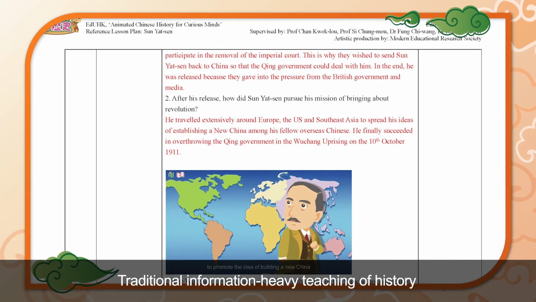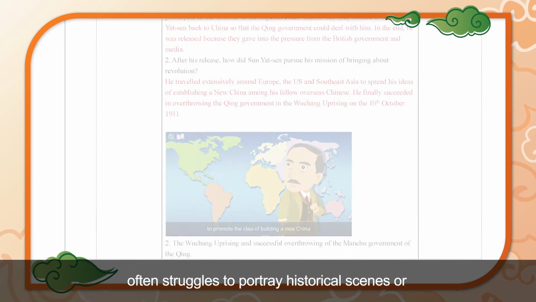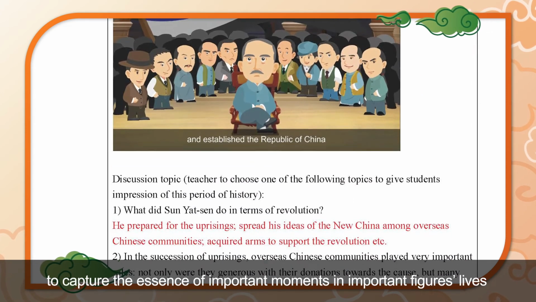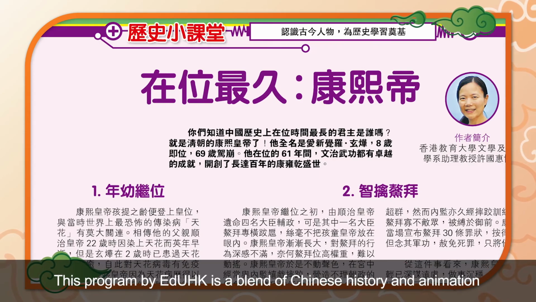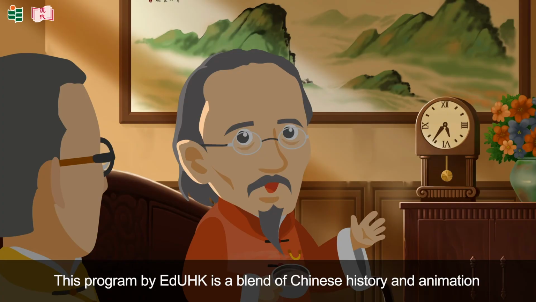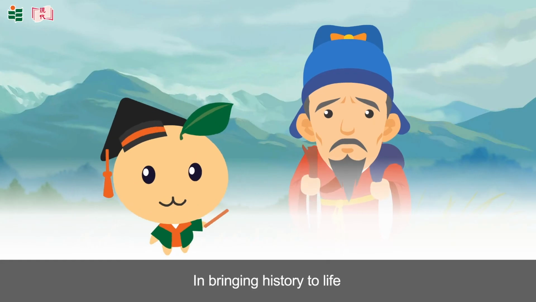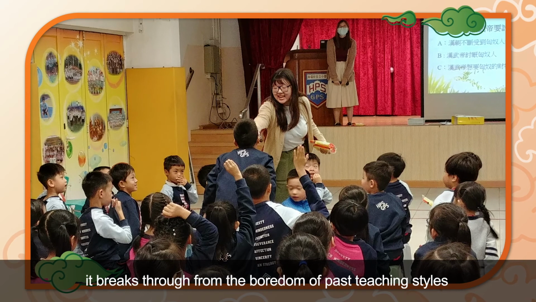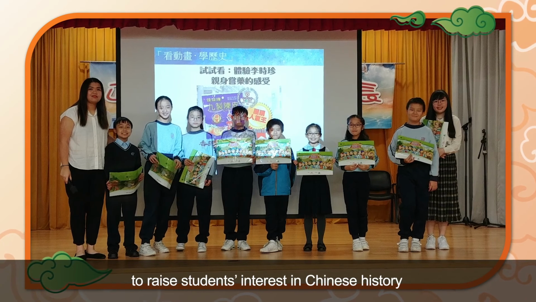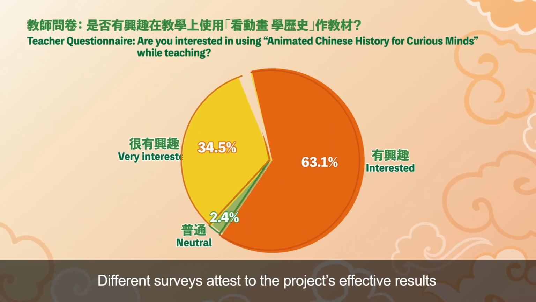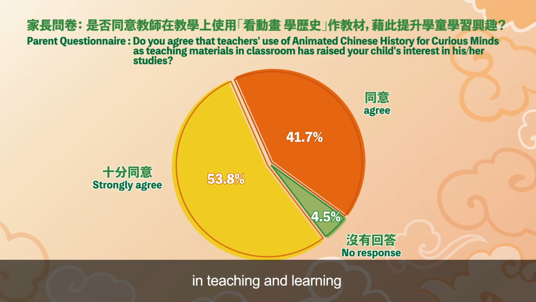Traditional information-heavy teaching of history often struggled to portray historical scenes or to capture the essence of important moments in important figures' lives. This program by EdUHK is a blend of Chinese history and animation. In bringing history to life, it breaks through from the boredom of past teaching style to raise students' interest in Chinese history. Different surveys attest to the project's effective results in teaching and learning.